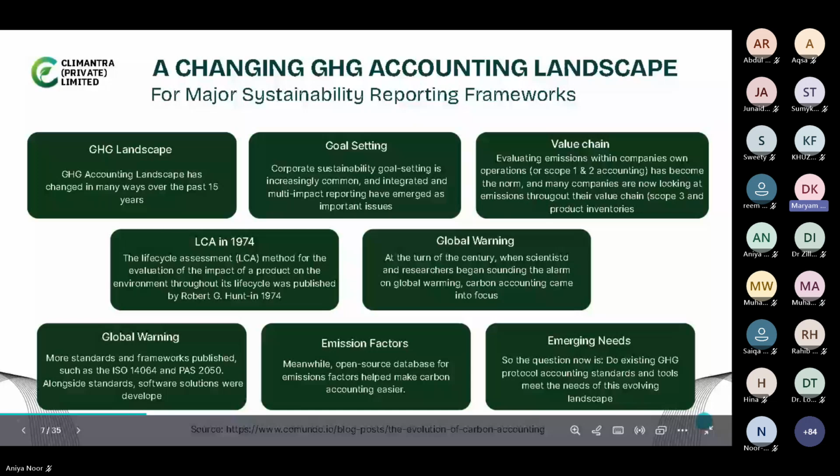Okay. Basically, that's how the GHG landscape changed; it has been in the concept since 1974. Next slide, please.